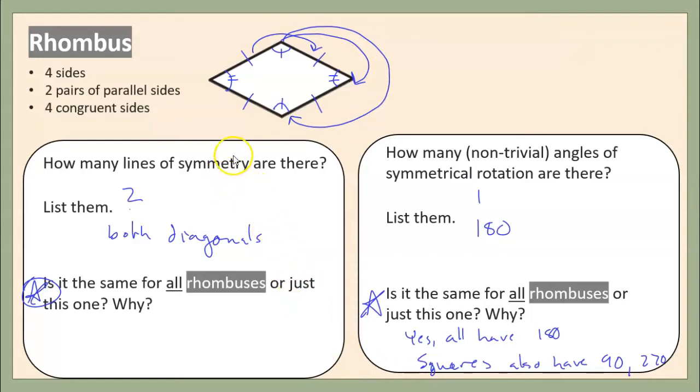Now, do all rhombuses have the same lines of symmetry? We said those are both diagonals here. Oops, let's actually draw that in the middle. There we go.